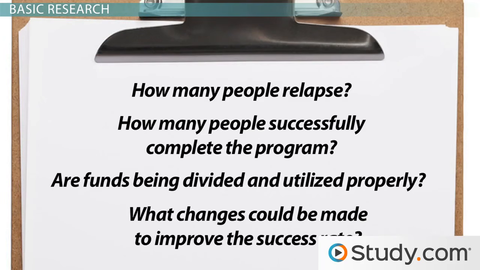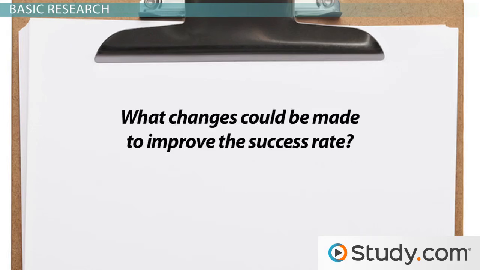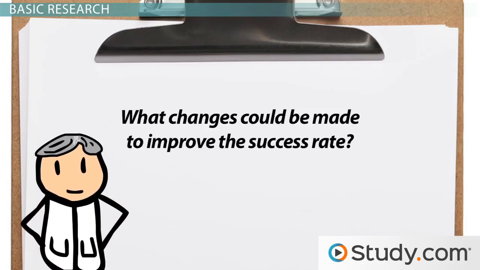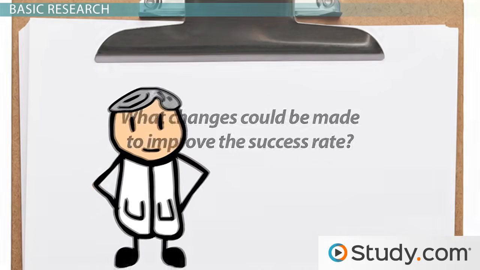The answers to these questions are not applicable to anything, but act as a catalyst for future applied research for the rehab facility. For instance, the last question requires additional research be conducted, and this question is an applied research question. Again, the two types of research feed into one another. In this case, basic research fed the need for applied research.